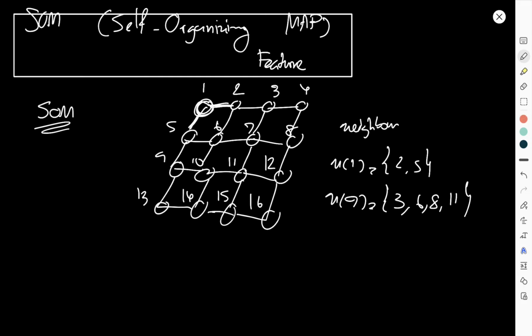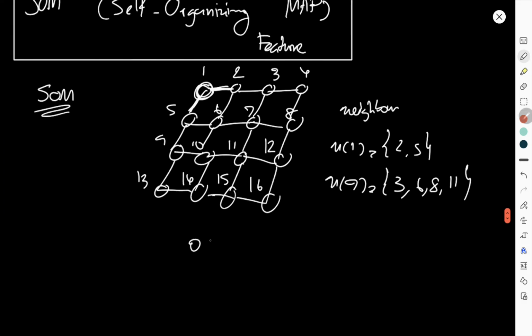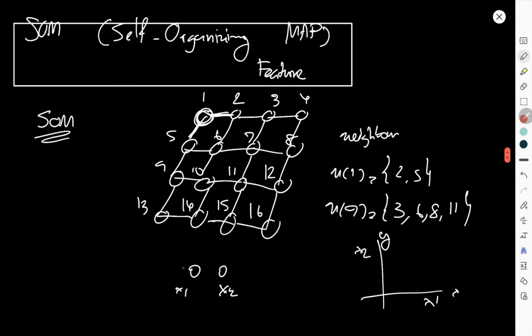The idea is different from k-means, but it's almost the same. For example, if the dimension of your inputs is 2, we have x1 and x2, the same as having x and y. For the other layer, we have this one, the input layer, and the coordinate layer.